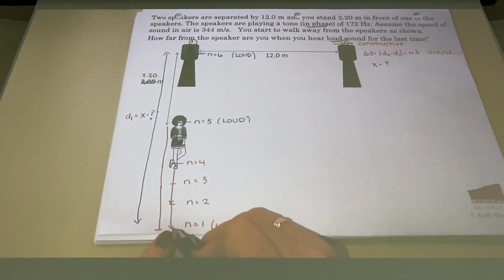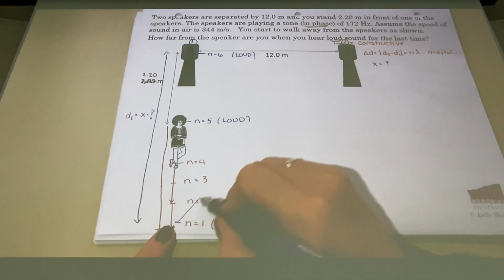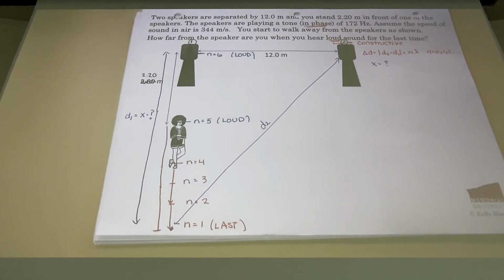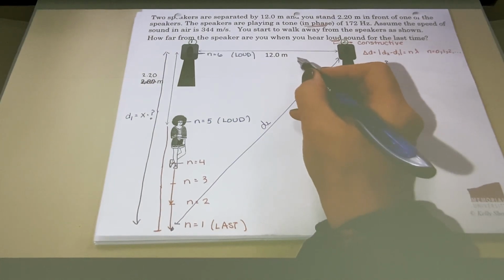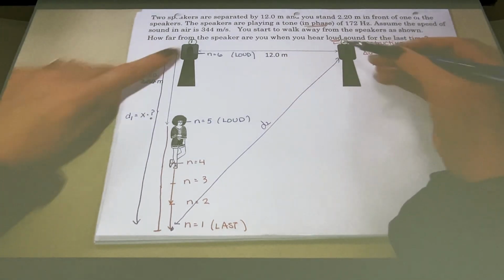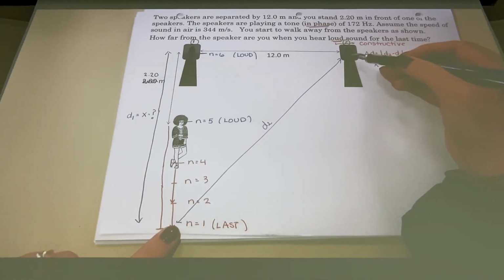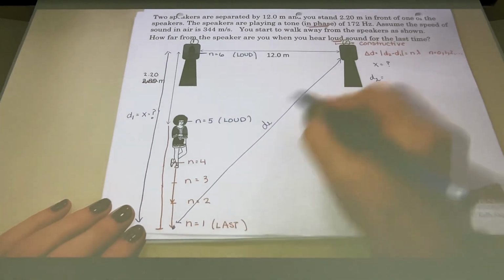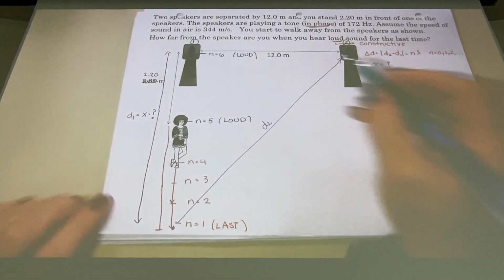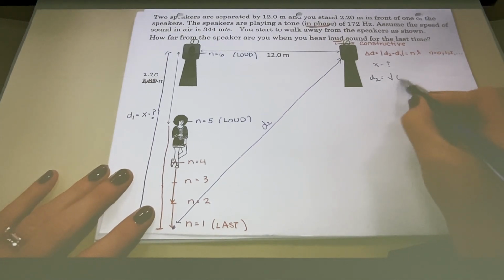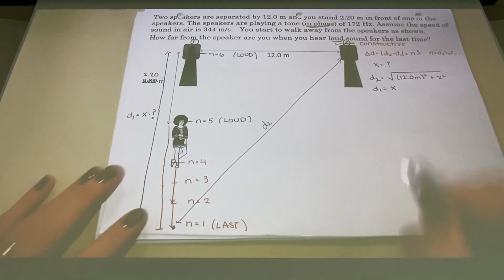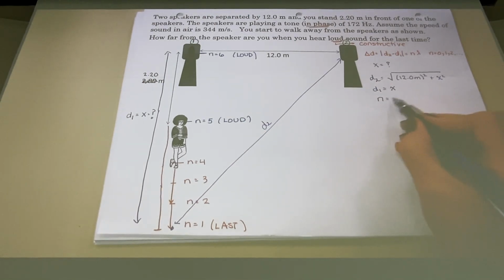My D2 is wherever my person is now to speaker 2. To here, this is D2. Again, it's tempting to say D2 equals 12 because 12 is a number in the picture, but D2 is not 12. This is 12, this is D2. We have to use Pythagorean theorem to figure out D2. So D2 is the hypotenuse of a right angle triangle where the legs are 12 meters and x. So D2 is equal to the square root of 12 meters squared plus x squared. And D1 is equal to x. And we've established that n equals 1.